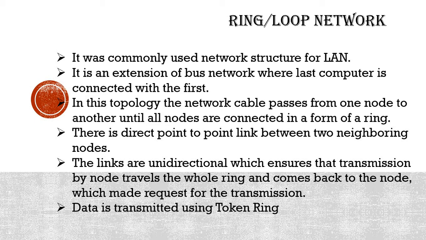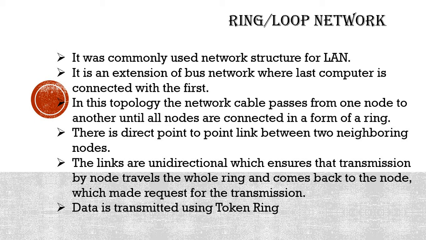In this topology, the network cable passes from one node to another until all the nodes are connected in the form of a ring. There is a direct point-to-point link between the two neighboring nodes. The links are unidirectional, which ensures that transmissions by nodes travel the whole ring and come back to the node which made the request for the transmission.